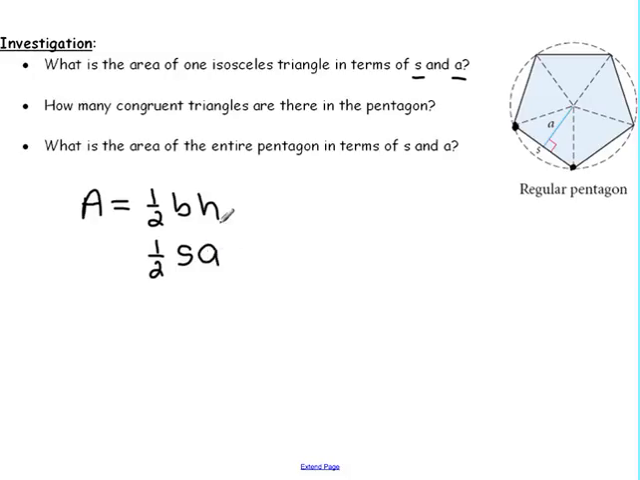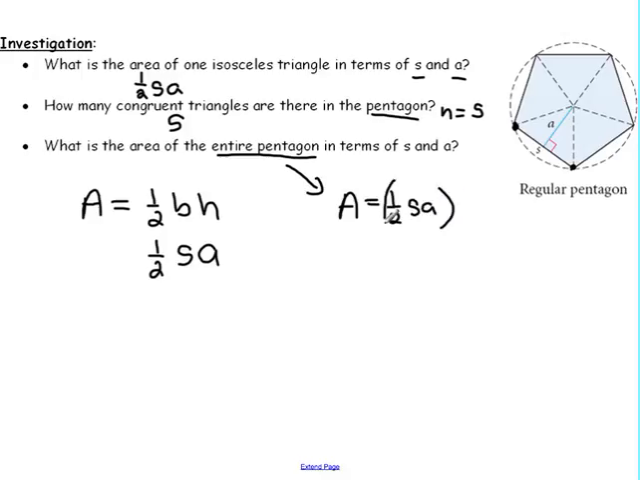So using these things, our formula for area is going to be 1/2 S times A. And how many congruent triangles in a pentagon? Well, a pentagon again has 5 sides, so we're going to say 5. So what is the area of the entire pentagon? The area of the entire pentagon is going to be 1/2 S times A, that's the area of the triangle. And how many triangles were formed? Well, there were 5. So 1/2 S times A times the number of triangles.